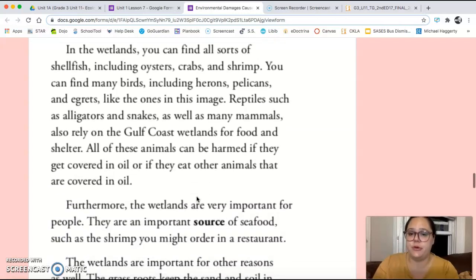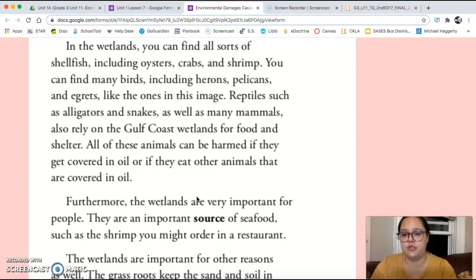In the wetlands, you can find all sorts of shellfish, including oysters, crabs, and shrimp. You can find many birds, including herons, pelicans, and egrets, like the ones in this image. Reptiles, such as alligators and snakes, as well as many mammals, also rely on the Gulf Coast wetlands for food and shelter. All of these animals can be harmed if they get covered in oil, or if they eat other animals that are covered in oil.